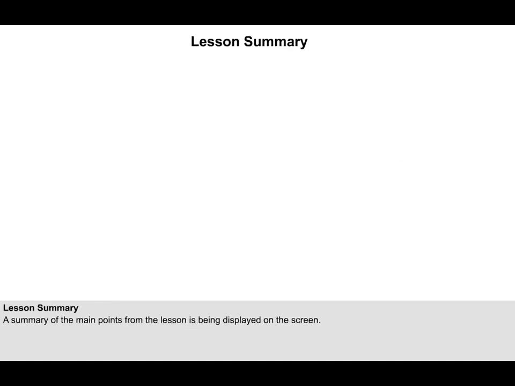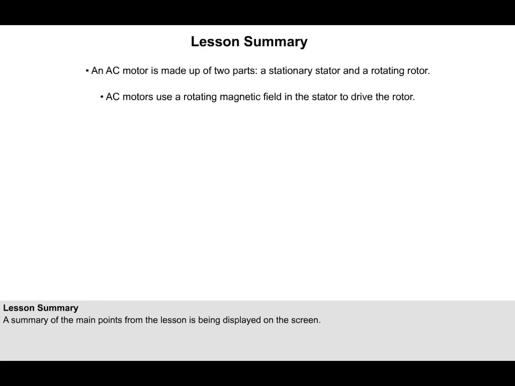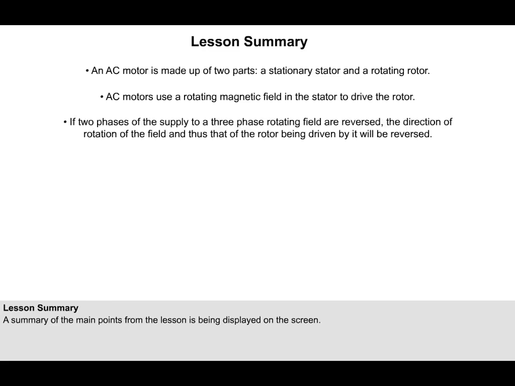That is the end of the lesson. Here is a summary of the main points. An AC motor is made up of two parts, a stationary stator and a rotating rotor. AC motors use a rotating magnetic field in the stator to drive the rotor. If two phases of the supply to a three-phase rotating field are reversed, the direction of rotation of the field, and thus that of the rotor being driven by it, will be reversed.